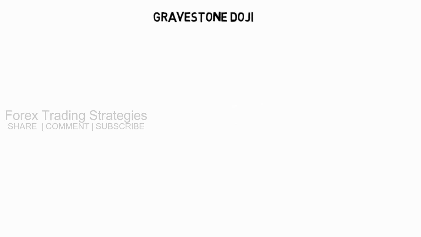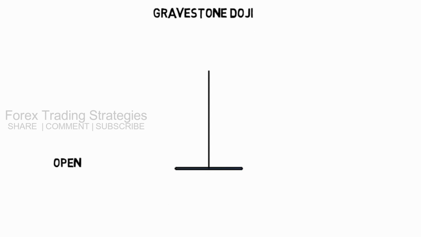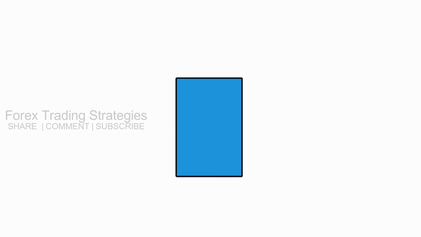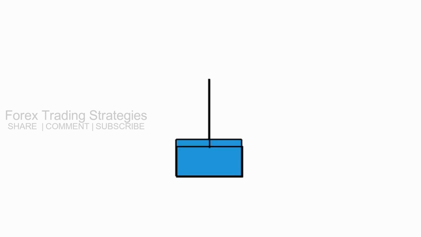A gravestone doji is the exact opposite of a dragonfly doji. It is a bearish reversal pattern, and we will only look for it in an uptrend. Bulls were in control. They pushed the price up, but this new high was rejected by bears who managed to push the price back down to its open price.